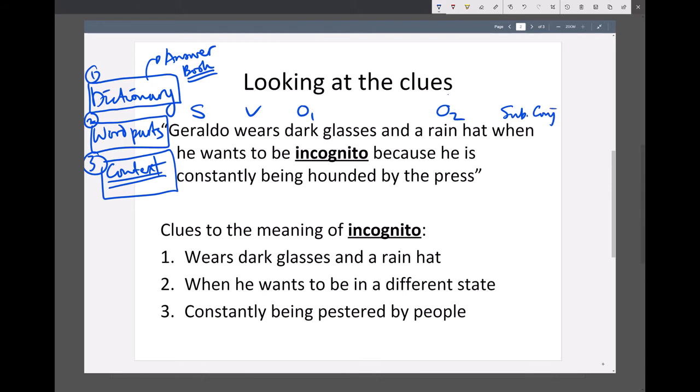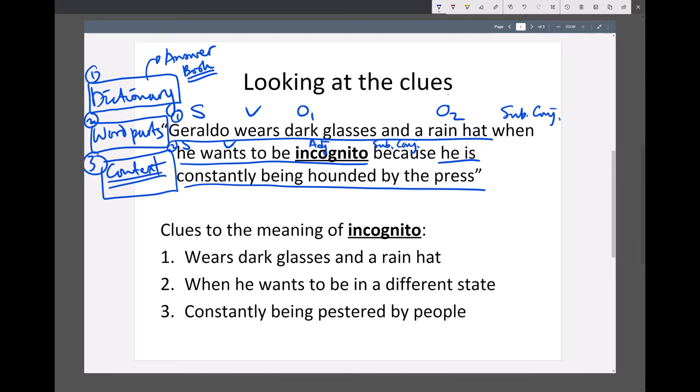Okay, so clause 1 right here, Geraldo wears dark glasses and a rain hat. When, clause 2, he wants to be incognito. Same subject, he wants to be incognito. So this reads like an adjective. And then because, another conjunction. Clause 3, he is constantly being hounded by the press. Now, if you think this is a passive voice sentence, you are correct.